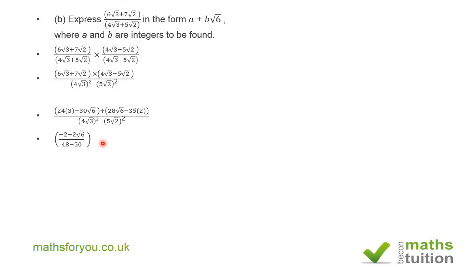Further simplification. When you collect all the like terms in the numerator, you end up with minus 2 root 6. The denominator becomes 48 minus 50, which is minus 2. So I now have minus 2 root 6 divided by minus 2. If you divide minus 2 by minus 2, you get plus 1. If you divide minus 2 root 6 by minus 2, you get plus root 6. So our answer becomes 1 plus root 6. So a is 1 and b is also 1.